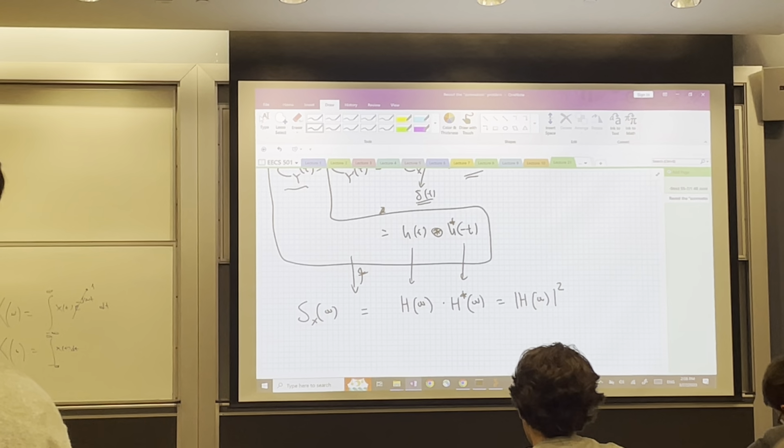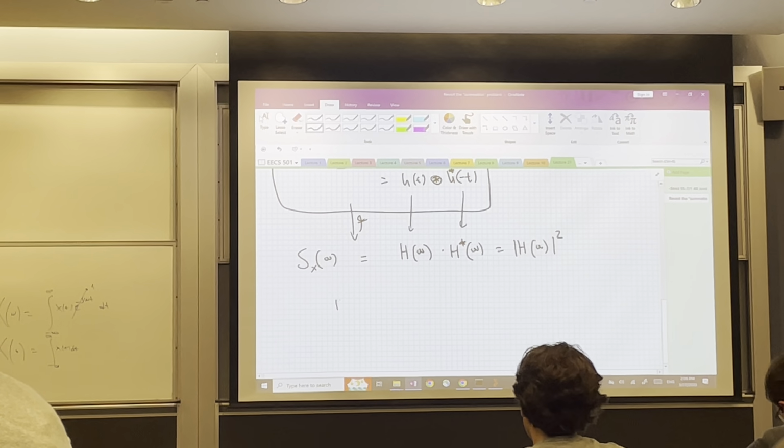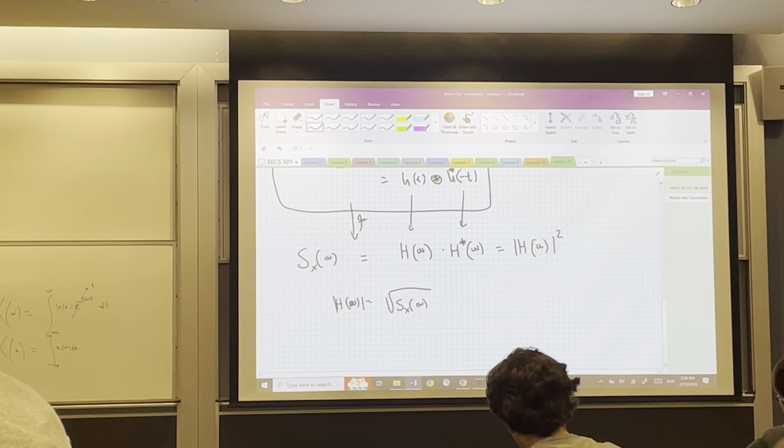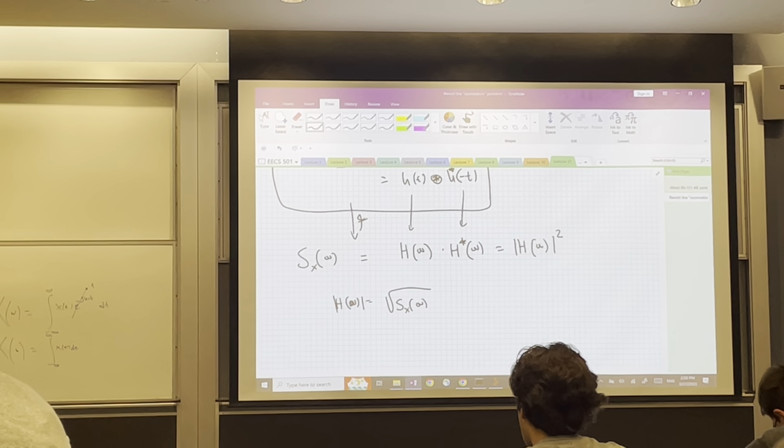The filter that will do the job for you, that is, that will simulate this process, is a filter that has magnitude H of omega equal to the square root of Sx of omega. You might say, wait a minute, can I take the square root of Sx of omega? In the same way that this had always real and non-negative eigenvalues, you can easily show that Sx of omega is always a non-negative function.